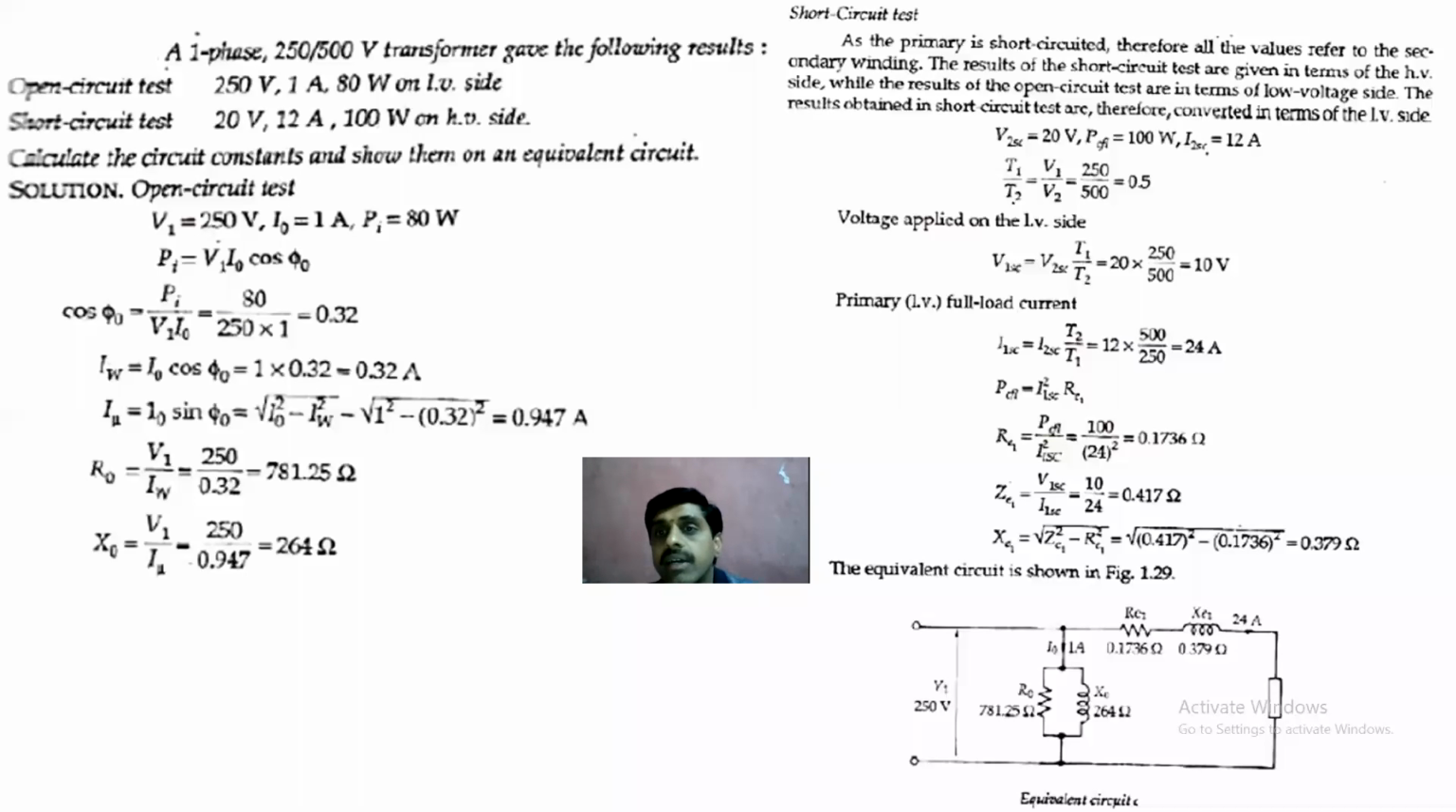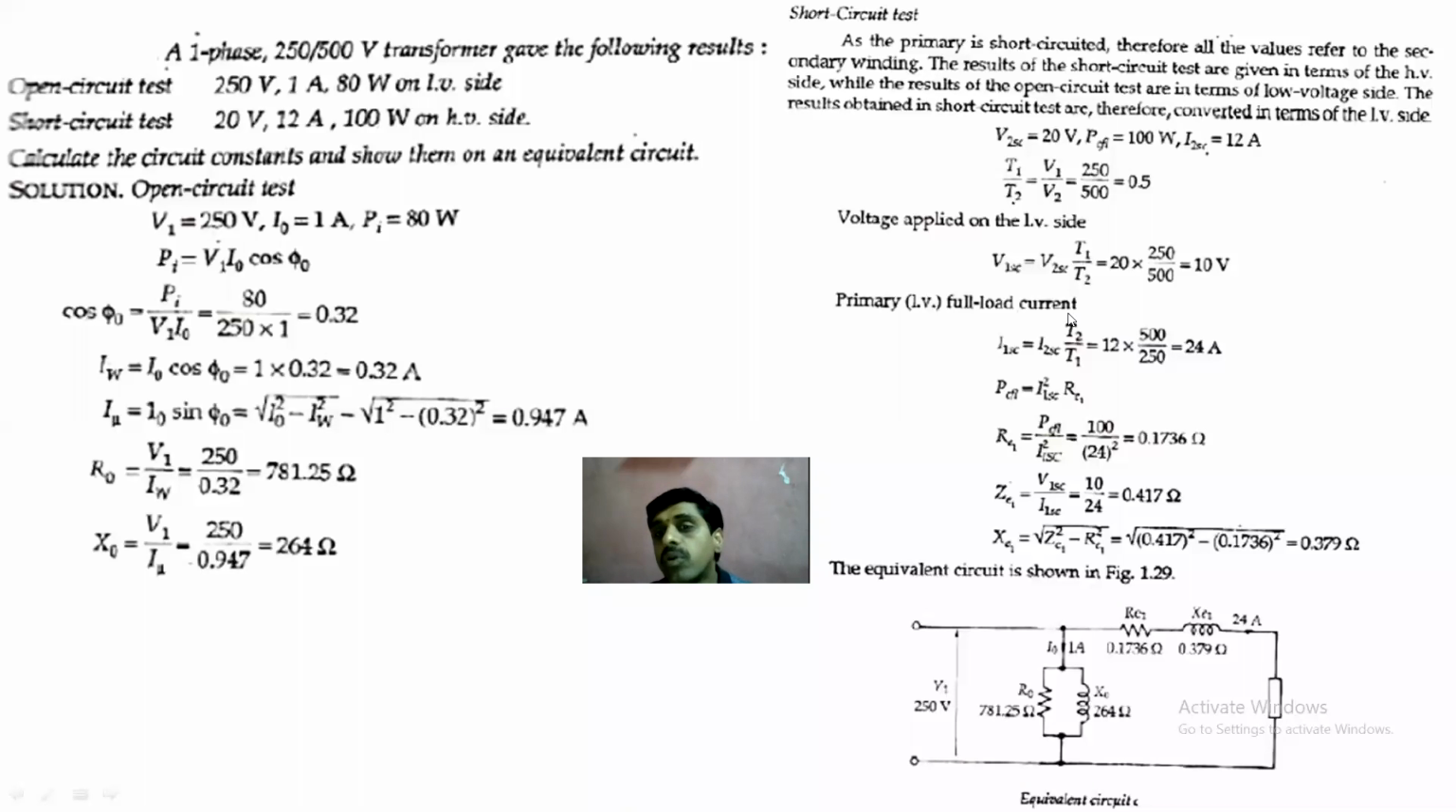So here V2SC is 20 volts, the copper loss is 100 watts, and the secondary current is 12 amperes. Therefrom, by using the formula T1 by T2 equal to V1 by V2, you get the turns ratio and the voltage applied on the LV side. The voltage applied on the LV side you can calculate like this. So 10 volts, because on the HV side the instruments are connected. So this is the voltage applied on the LV side.